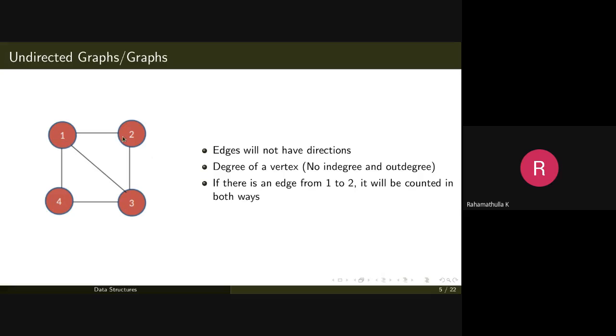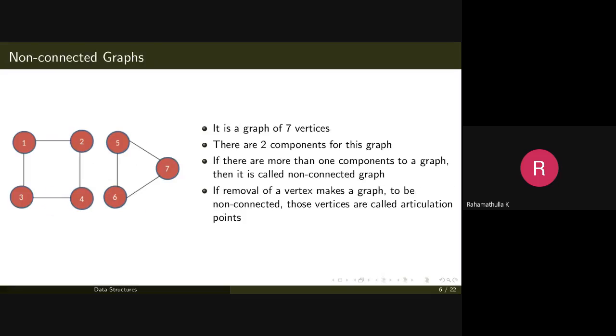This edge is treated as incoming as well as outgoing for this vertex, and incoming as well as outgoing for the other vertex. So if there is an edge from 1 to 2, it will be counted both ways, for vertex 1 and for vertex 2. So in the case of an undirected graph, we will be discussing the degree of a vertex, not in degree and out degree.